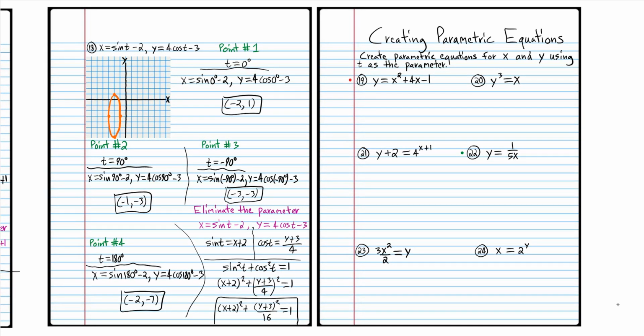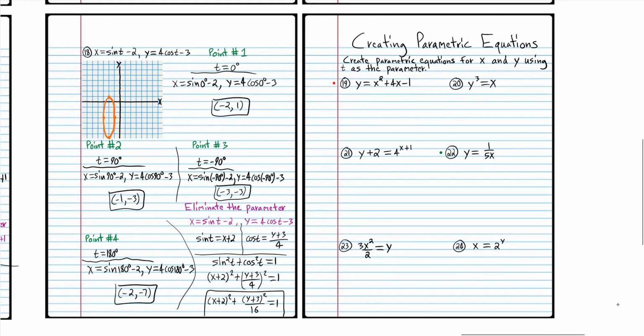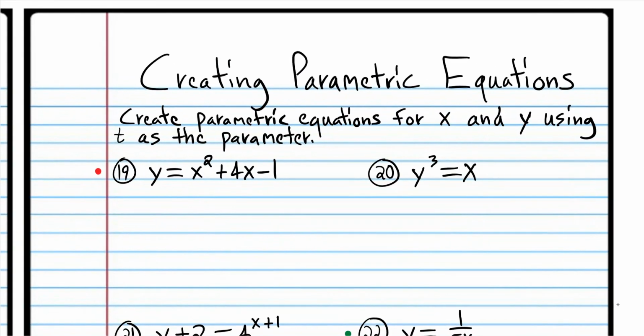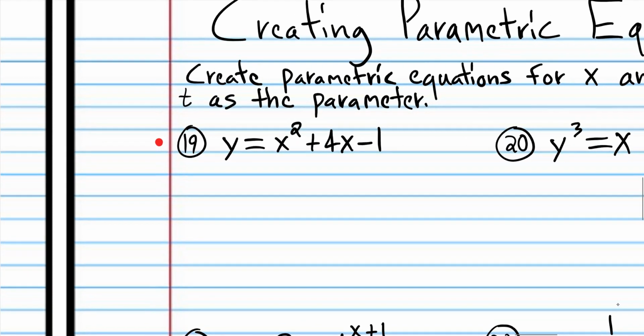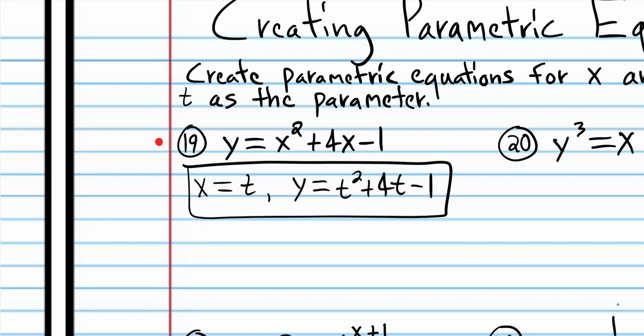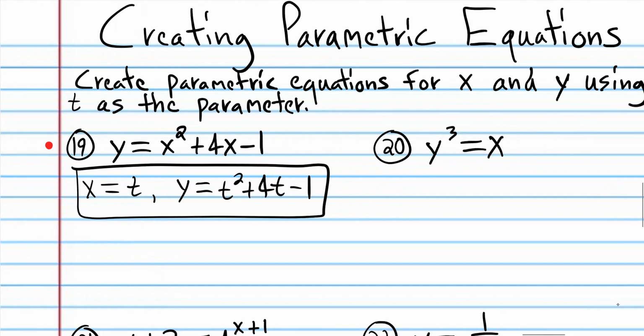So now, to finish this class, we're going to do one more thing. We're going to create parametric equations. So we're going backwards now. So we have an equation that is not dependent on a parameter like t. But we can create parametric equations. Let's say that x is going to be equal to t. Then y would be equal to t squared plus 4t minus 1. So we've done it. We created parametric equations. That's the easiest way to do it.